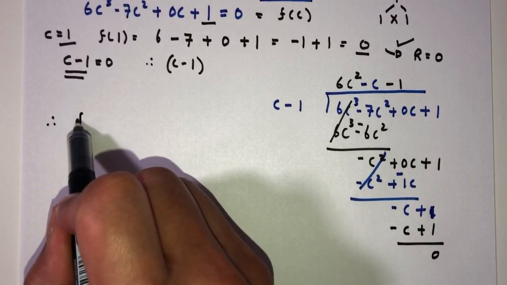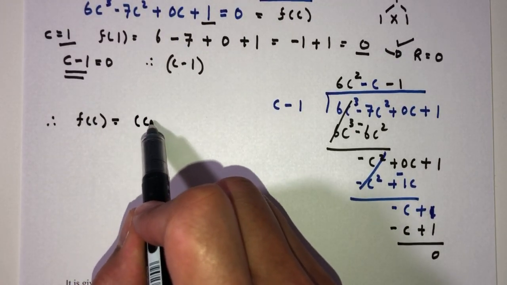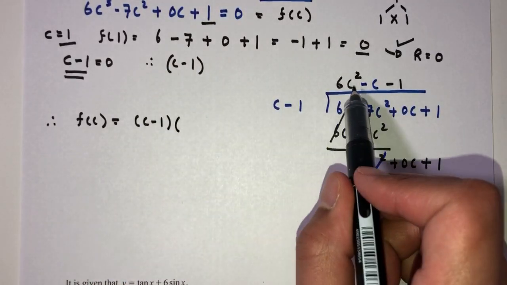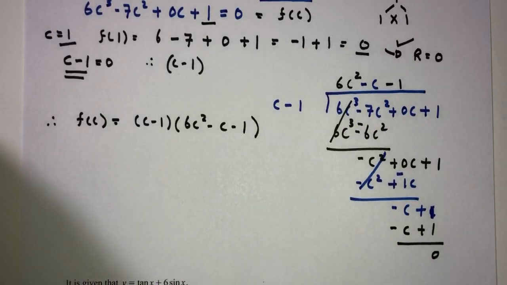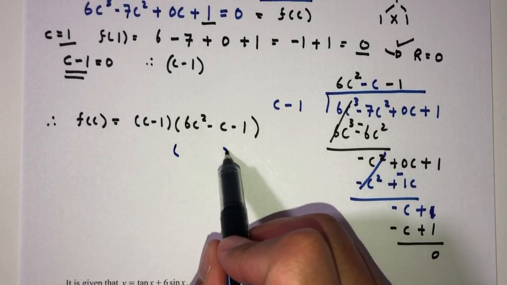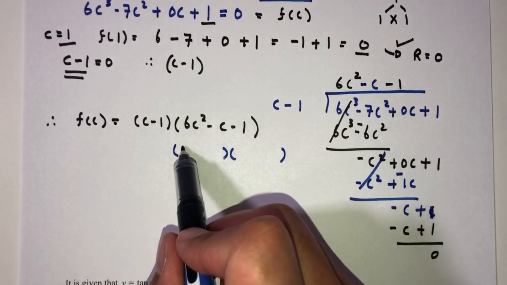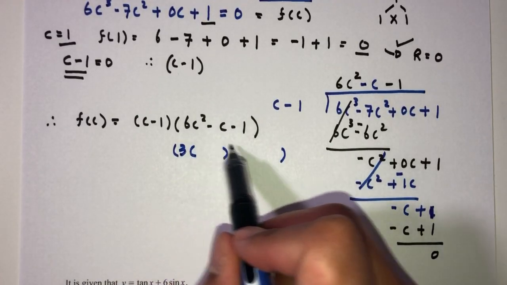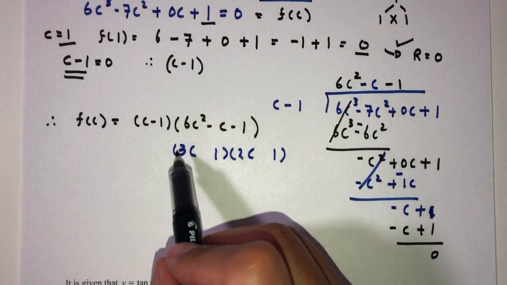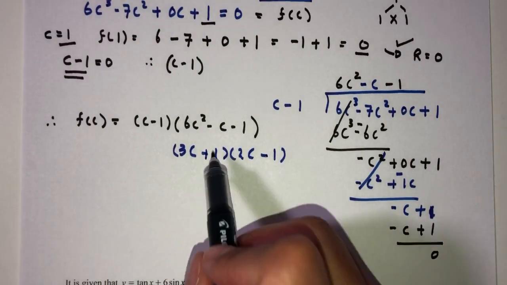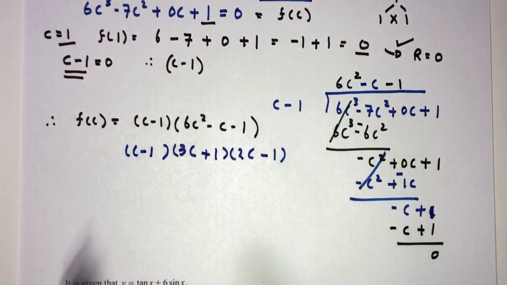So we conclude that f of c can be written as c minus 1, which is the first factor, and then this one is the other factor. Let's see if we can factorize this one. So we have two brackets. So 6c squared can be written as 3c times 2c. 1 is 1 times 1. To get minus 1, we have to have minus 3 plus 1. So this is the factorization of this equation right here.